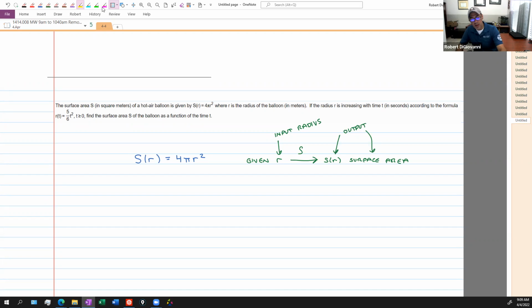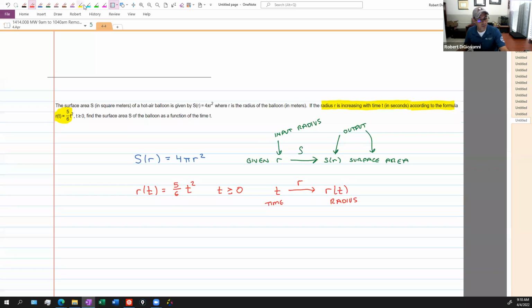But they're telling me that the radius R is increasing with respect to time according to this formula, all right? Which is a separate formula. It says R of t equals 5/6 t squared, where t is greater than or equal to 0. So think about what this function does. It takes in t, time, and it spits out the radius, right? Time goes in, radius comes out. So that function R takes in t, spits out radius.